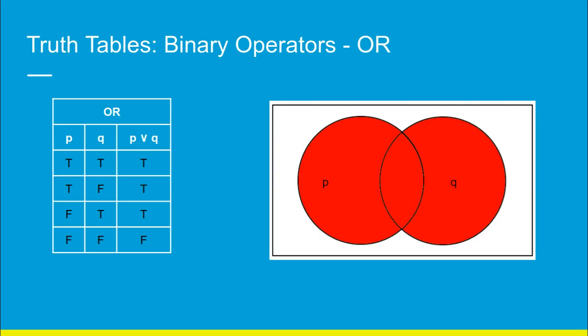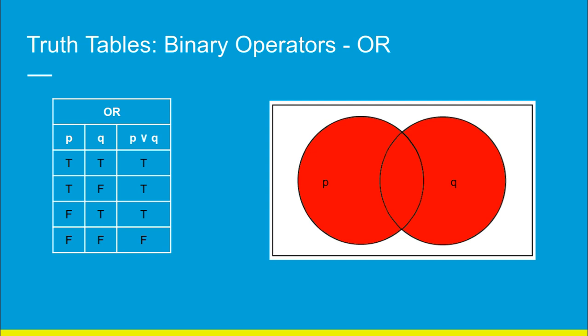For OR to be true, we just need at least one of them to be true. P or Q must be true. They can both be true. So that's why we have the whole P circle shaded and the whole Q circle shaded, including the place where they overlap. Okay? Because OR just says at least one of these is true.